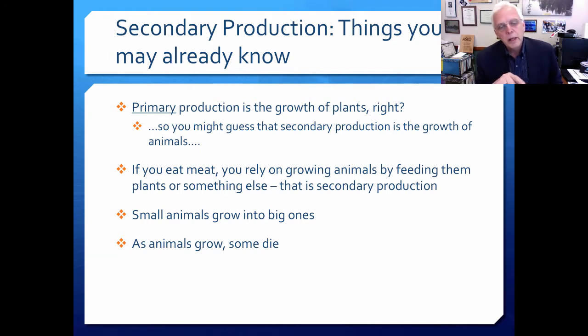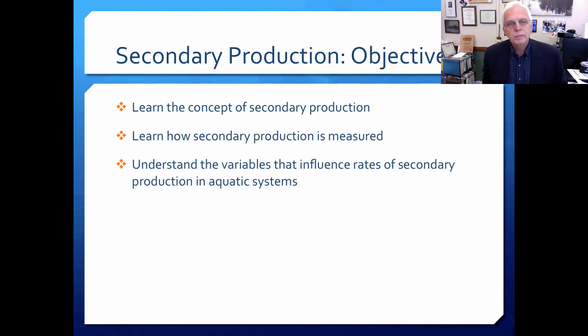And you also know a couple of things. You know that small animals grow into big ones, generally, and this happens for all kinds of things. As animals grow, some of them die. So you've probably studied some aspect of survival curves and population dynamics, but generally, as animals grow into big ones, there's some mortality, and the integral of the relationship between numbers of organisms and their biomass as they change over time gives us an estimate of secondary production. Pretty straightforward as a concept, a little more complicated to actually do.